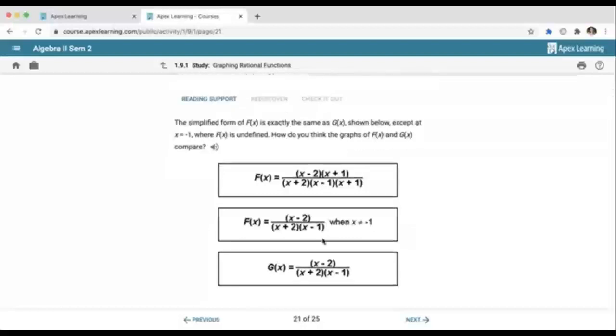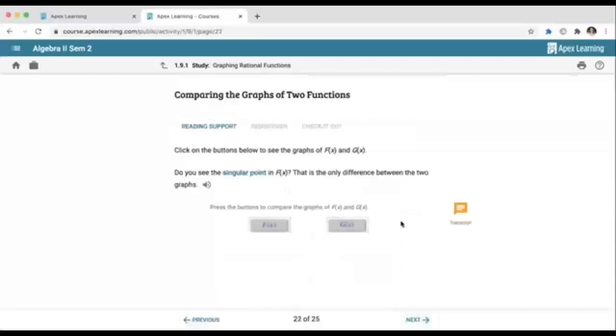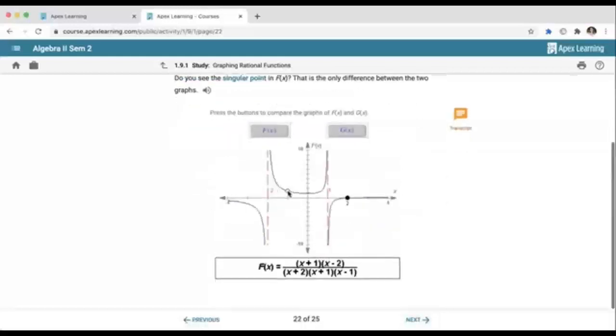So same thing here. Our simplified version of f of x looks similar to g of x, but let's see what happens when we look at them graphically. So f of x has that hole in it, but g of x doesn't have that hole. That point is included. So what the heck is happening?